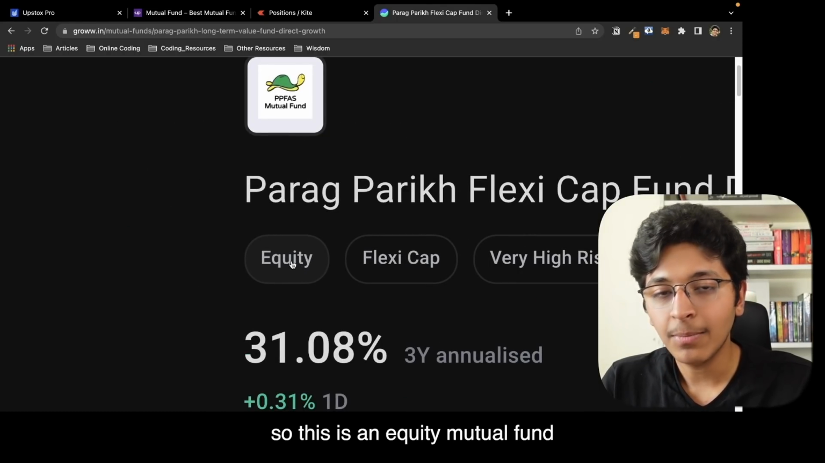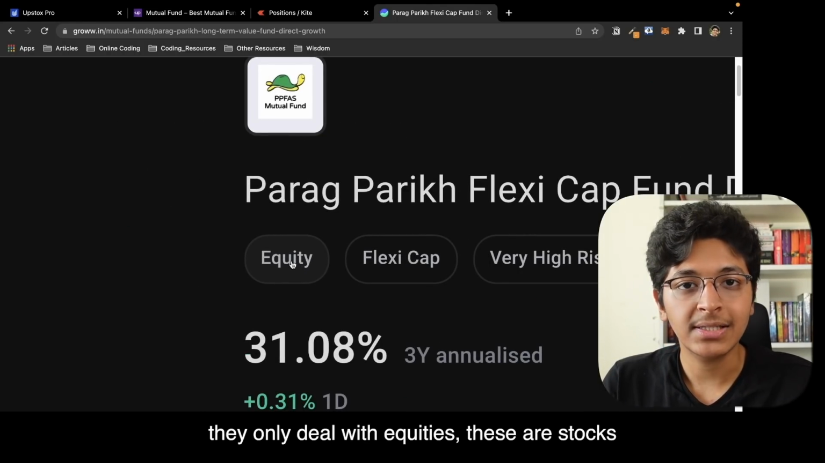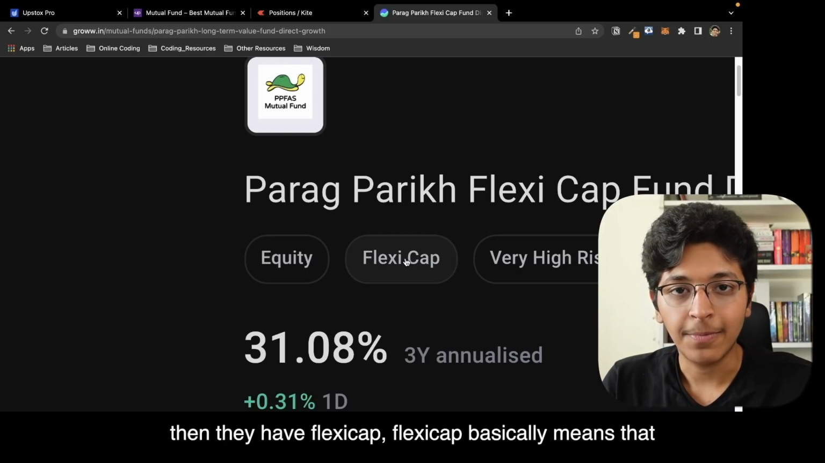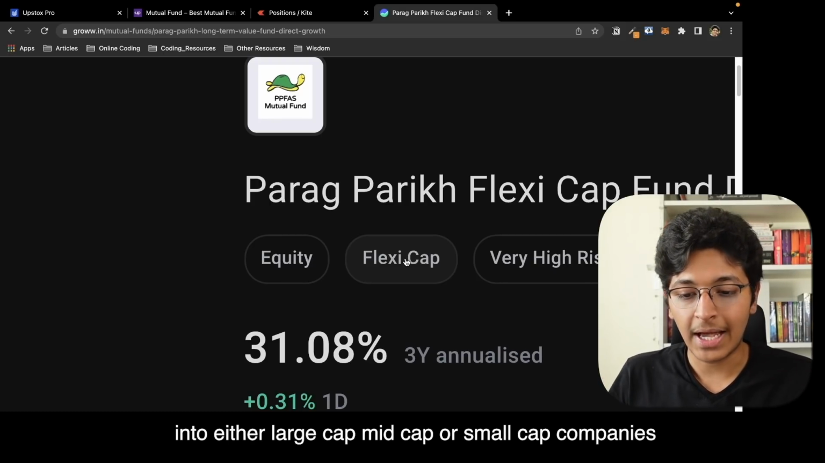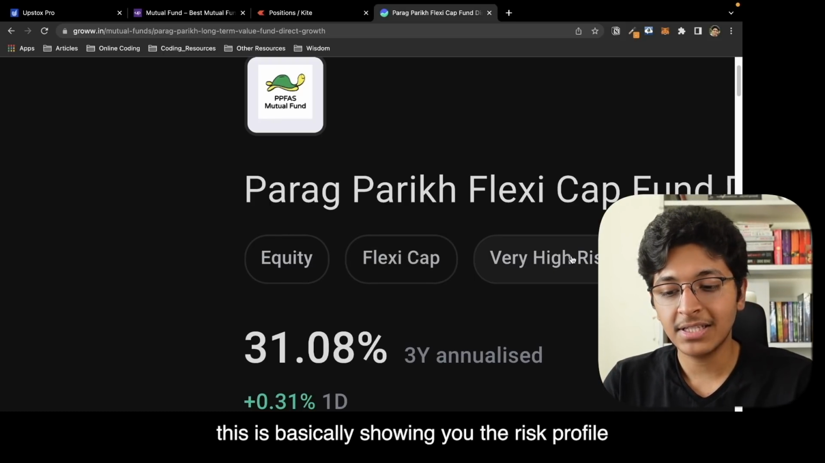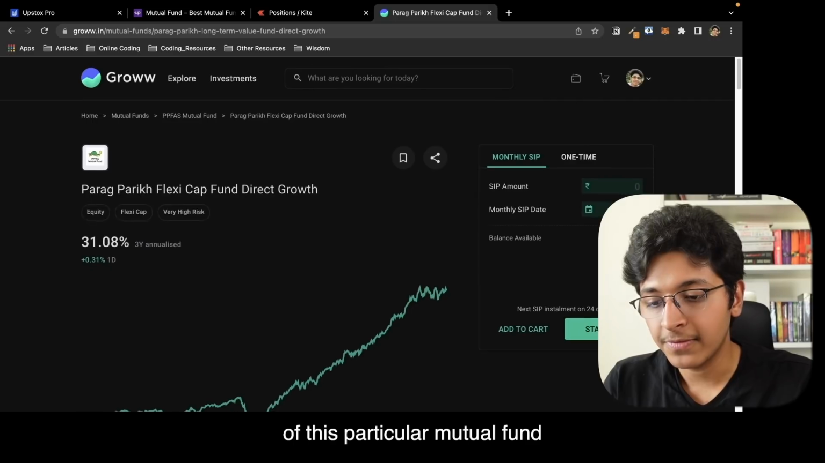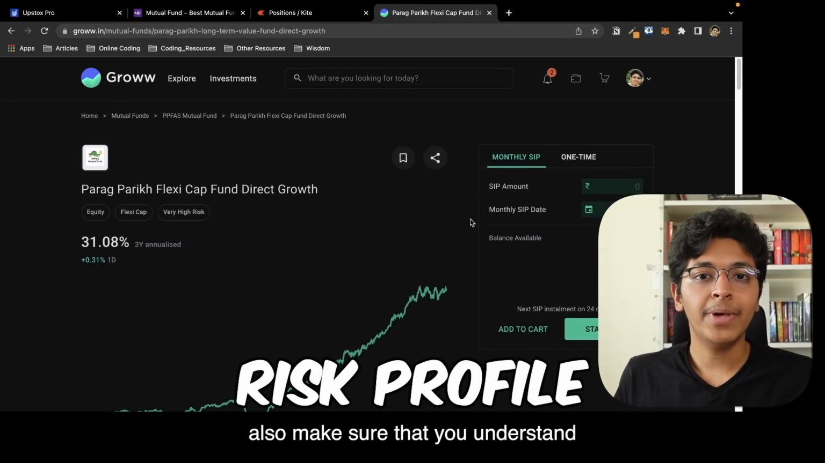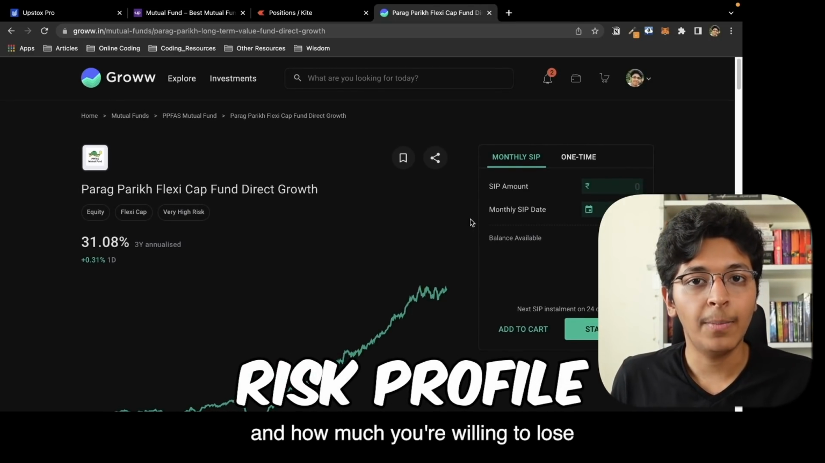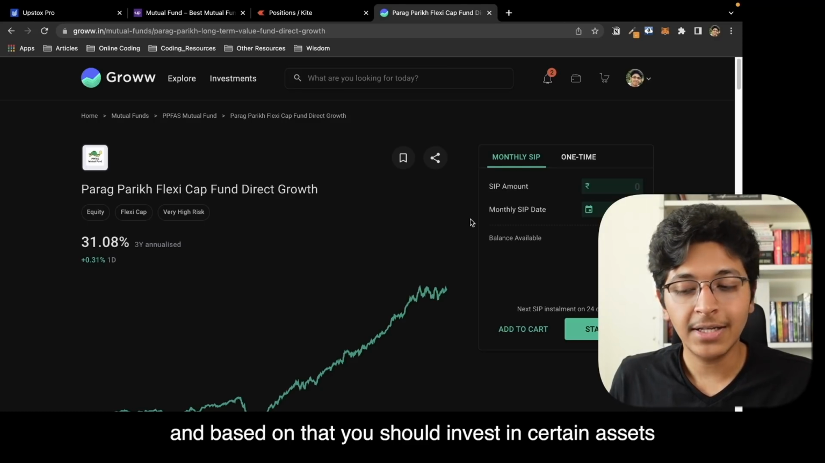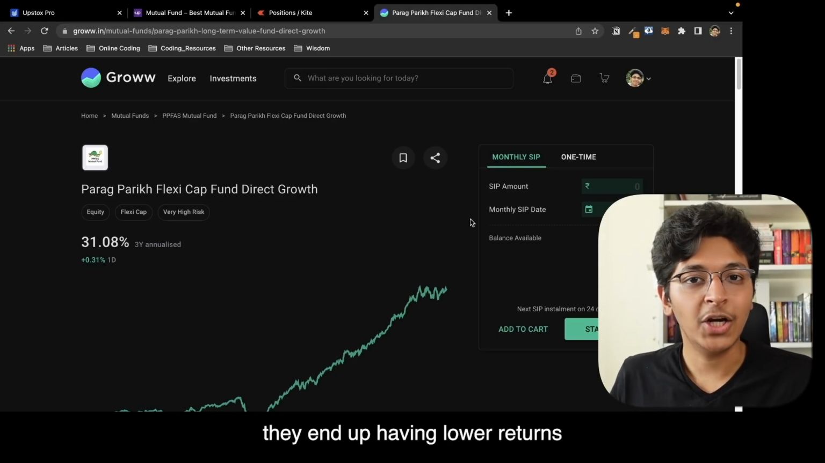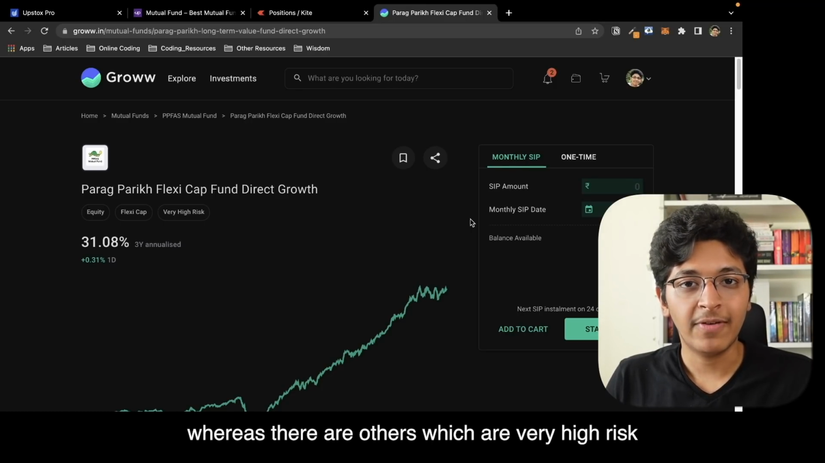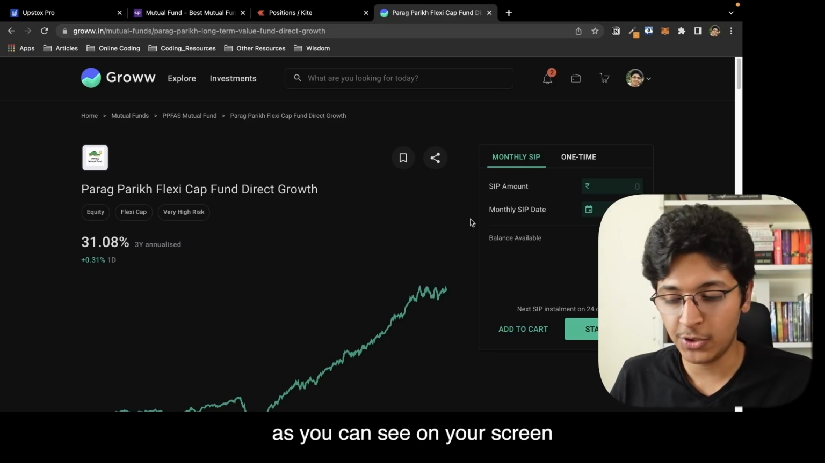So this is an equity mutual fund. They only deal with equities. These are stocks. Then they have Flexi Cap. Flexi Cap basically means that they have complete freedom to invest into either large cap, mid cap, or small cap companies. Then you have very high risk. This is basically showing you the risk profile of this particular mutual fund. Also, make sure that you understand what your risk profile is and how much you're willing to lose. And based on that, you should invest in certain assets. Some of them are very much secure and they end up having lower returns, whereas there are other ones which are very high risk, but they also have higher returns, as you can see on your screen.